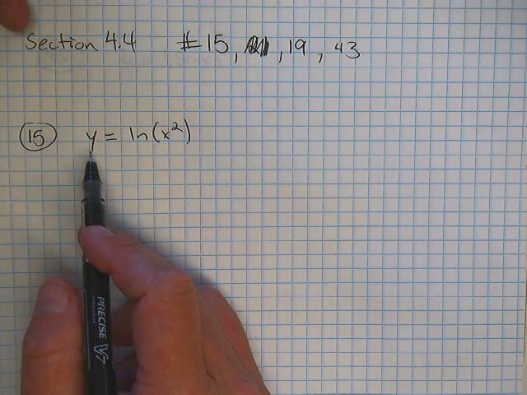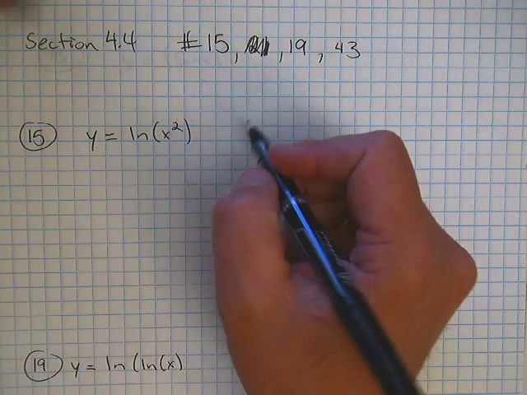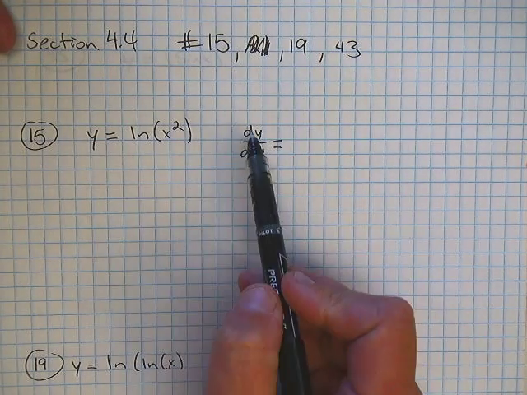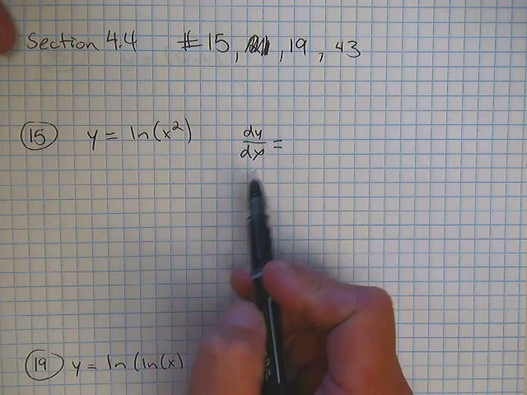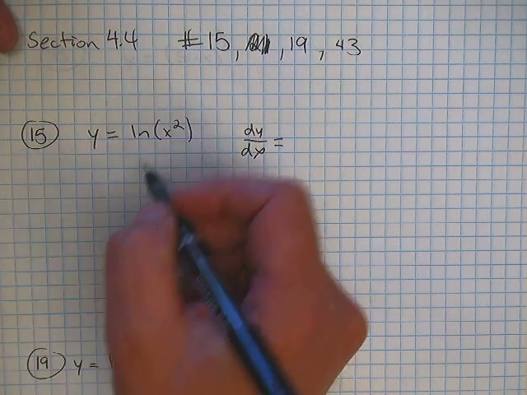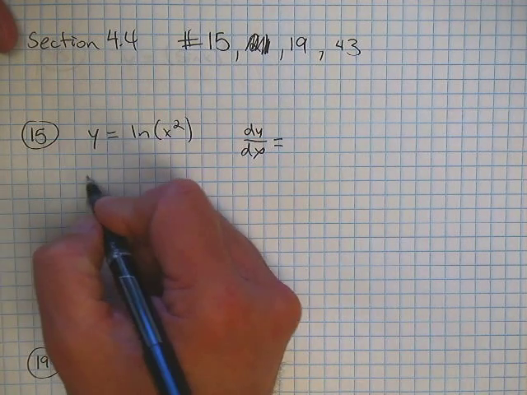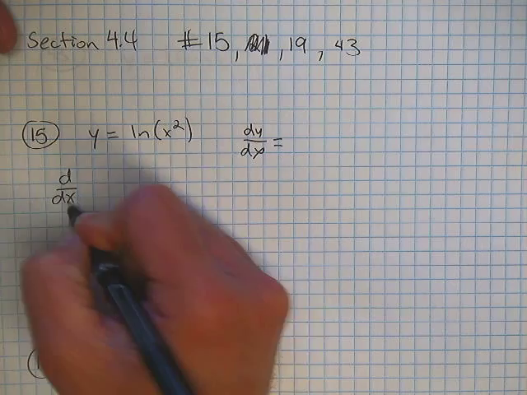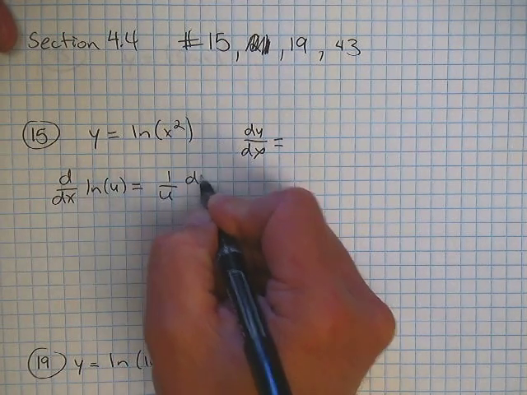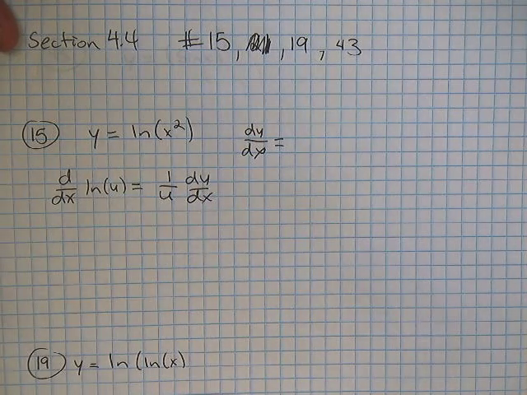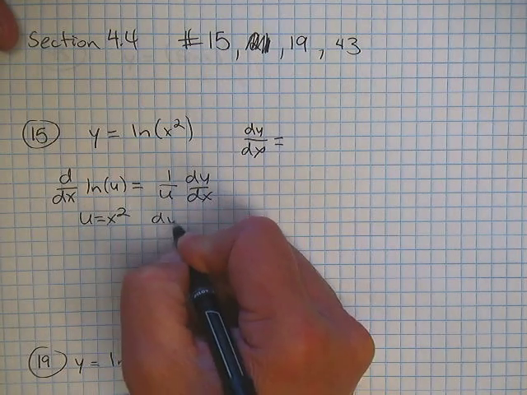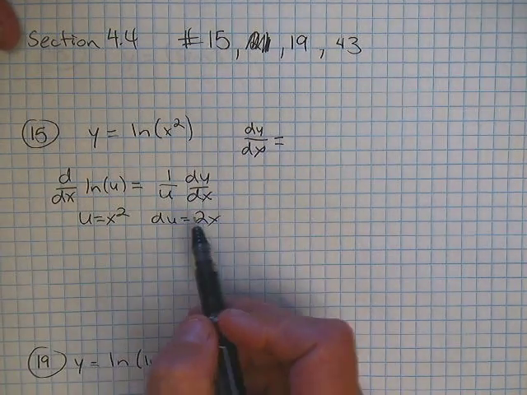So we'll start off with this. It's y equals the natural log of x squared. The directions say find dy/dx. So as we know, this means the derivative of y with respect to x. So we look over here, we have the natural log of x squared, so our form is going to be the natural log of u. So d/dx of the natural log of u equals 1 over u times du/dx. Alright, so in this problem, our u is going to be x squared, our du is going to be 2x, and we just start filling it out.